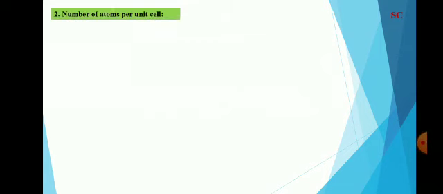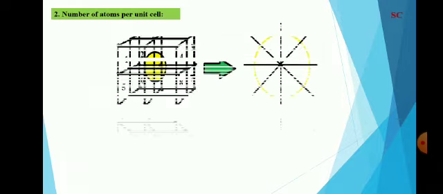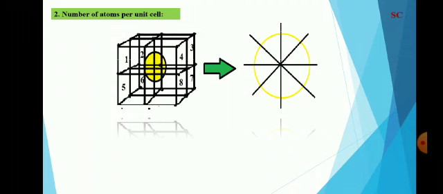Hello student, this is the continuation of finding the atomic packing factor in a simple cubic lattice. The second factor we calculate is the number of atoms per unit cell. For understanding this, we see the crystal lattice in which a number of unit cells are present.